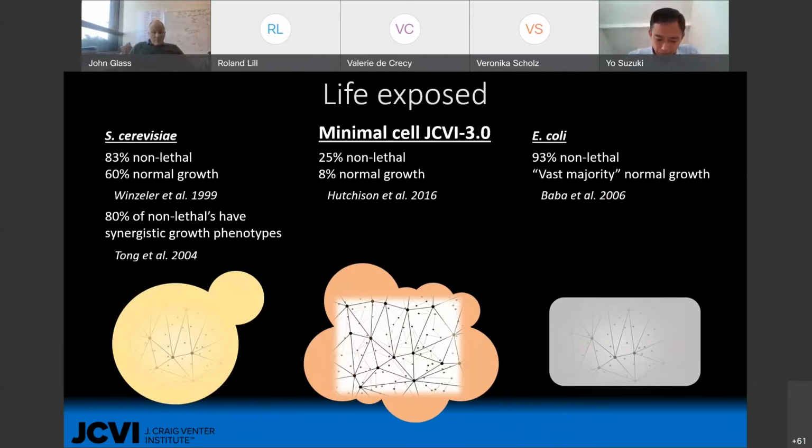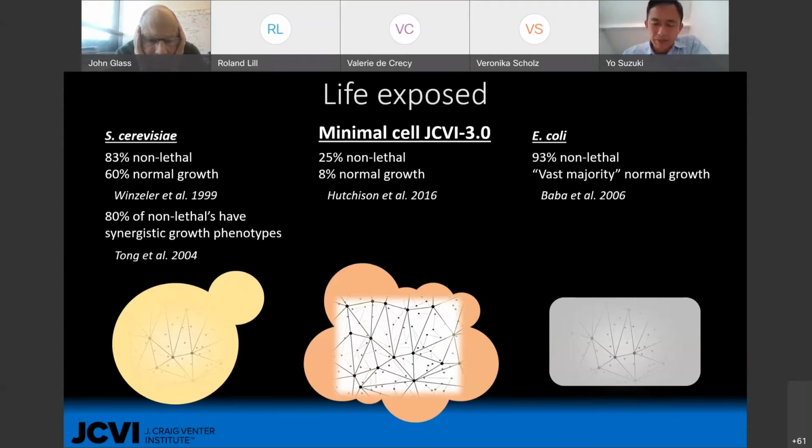So for me, the excitement about minimal cell is this. These are 3 different model organisms. In yeast, a systematic deletions study found that 80% of the genes are non-essential, or they cause non-lethal phenotypes. 60% of the genome had normal growth. And similarly, in E. coli, 90% are non-lethal, and the vast majority of these show normal growth. So you disturb these cells and nothing happens.